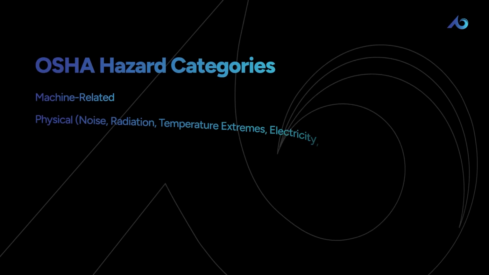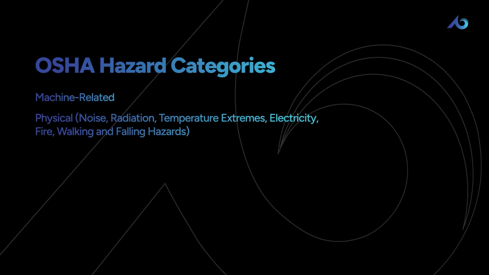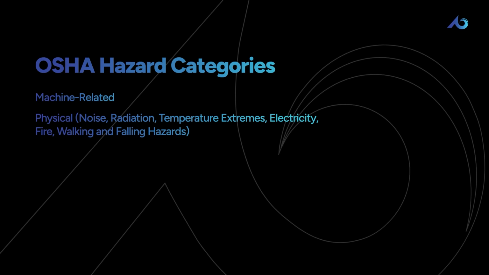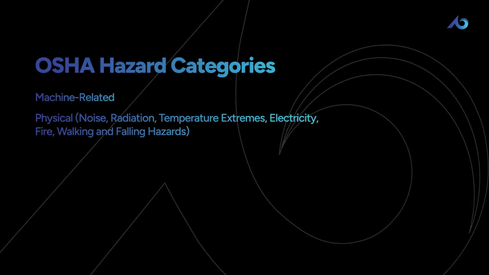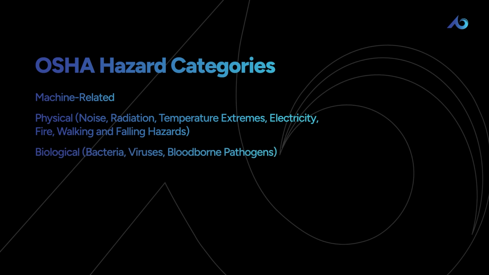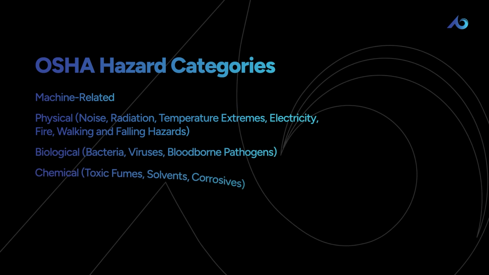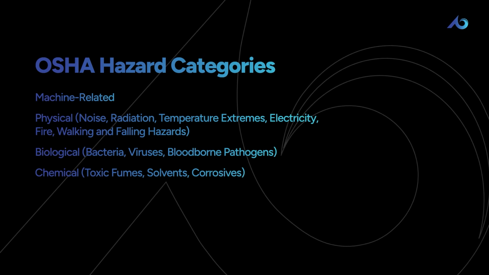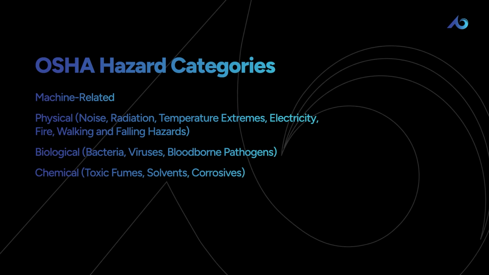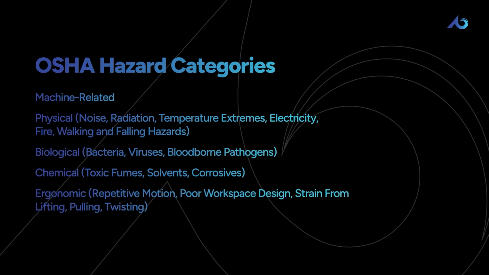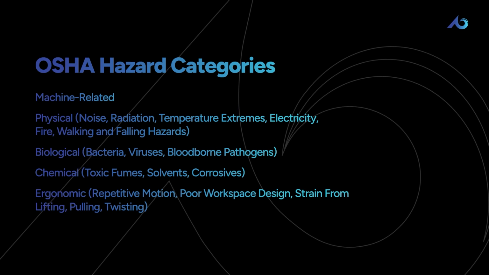Machine-related, physical like noise, radiation, temperature extremes, electricity, fire, walking and falling hazards. Then biological: bacteria, viruses, bloodborne pathogens. Also chemical, like toxic fumes, solvents, corrosives. And don't forget ergonomic. This would include things like repetitive motion, poor workspace design, strain from lifting, pulling, and twisting.